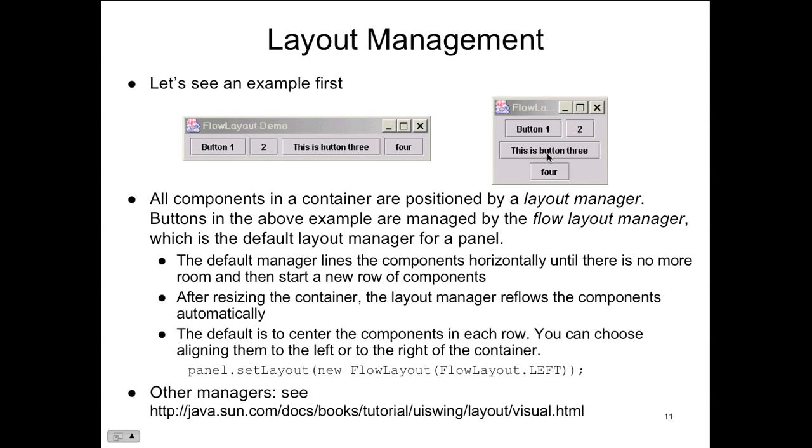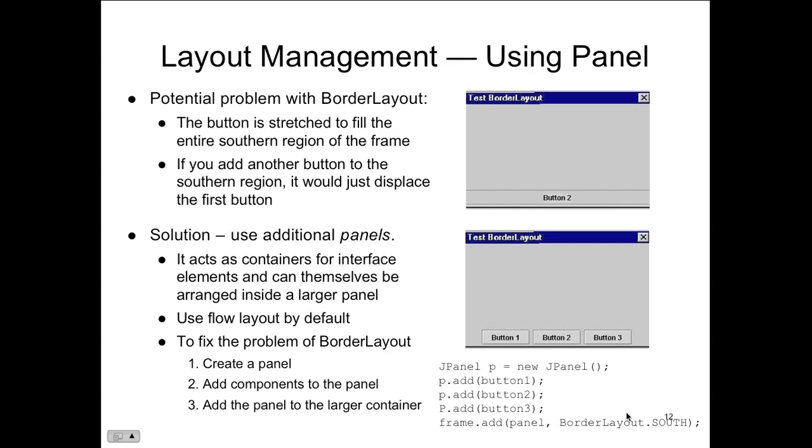Do you want the user changing the look of the interface? What if you put labels and stuff around here? That might throw the layout off a little bit. After resizing, the container's layout manager reflows the components automatically for you. The default is to center the components in each one of the rows, but you can choose the alignment from left to right. Here's an example. We're saying panel, which is the class this is inherited from, panel.setLayout, new FlowLayout.LEFT, which means make it left justified, or right justified. If you go to this tutorial down here, which still works, you'll find a bunch of the other layout options that are available to you.